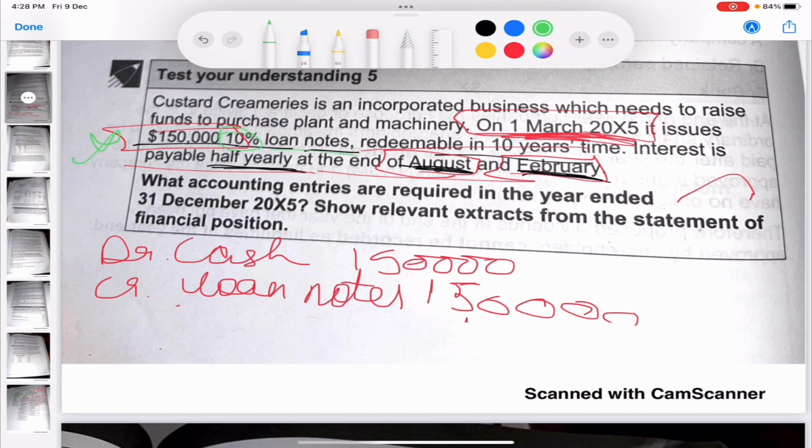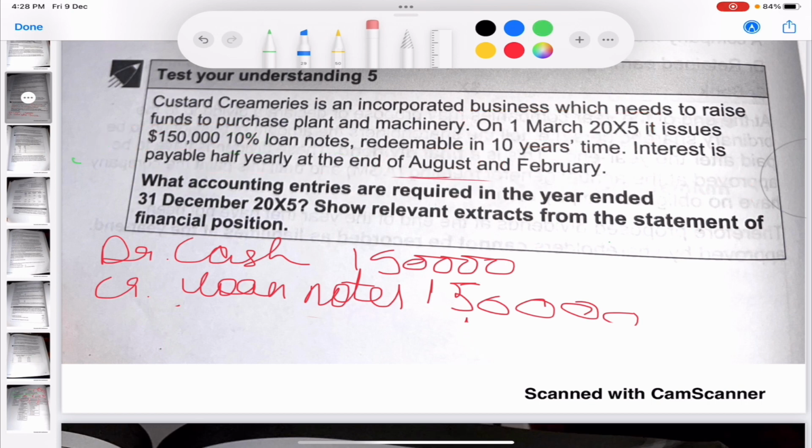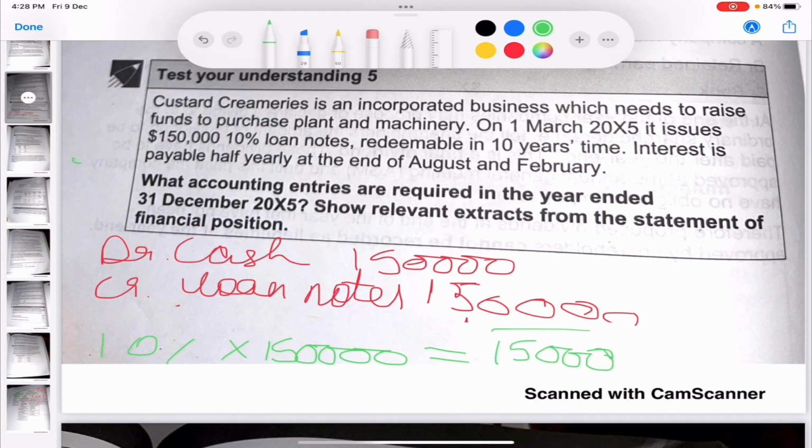What is this? 10% loan notes. 10% is the interest rate. So what is 10% of 150,000? 10% of 150,000 is 15,000. Okay, so 15,000 is the interest which I have to pay for an entire year. Now, I am paying the interest in August and in February. For the entire year it is 15,000.